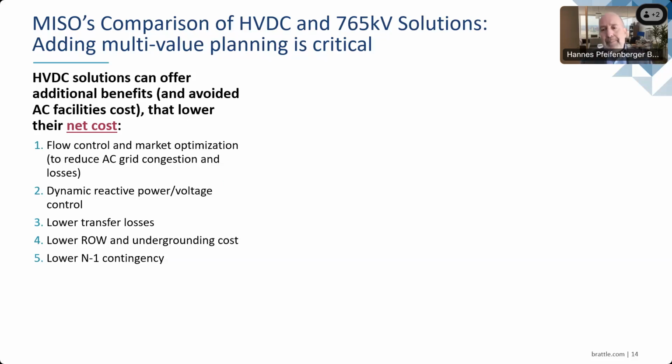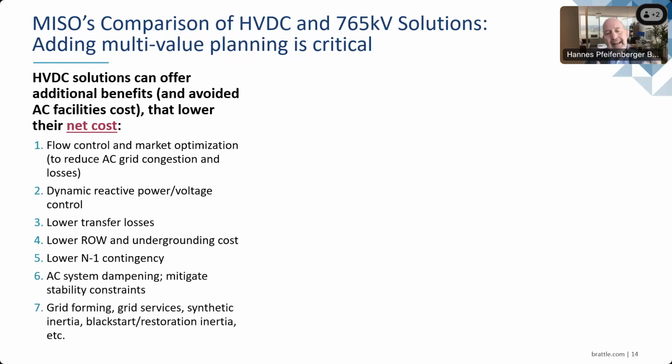If there's a 2 gigawatt bipole line and one of the wires goes out, say due to a lightning strike, you only lose half of the capability of the line. But if you have 1,500 megawatts flowing on a 2 gigawatt line, you can control the outage such that you only lose 500 megawatts by shifting the remaining flow onto the intact pole. So you have much more control for contingency management to more fully utilize the capability. And then there's stability and grid forming, synthetic inertia, black start restoration, and so on.